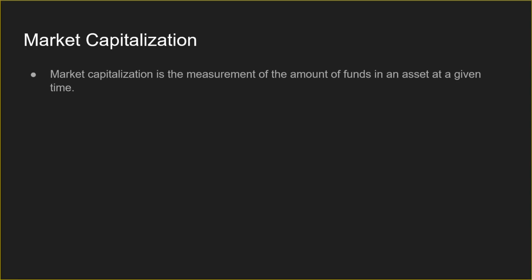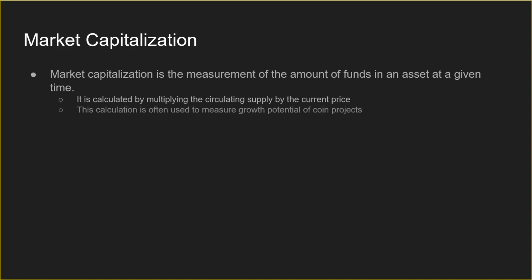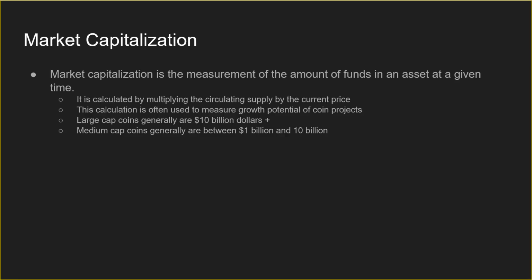The next metric we'll take a look at is market capitalization. Market capitalization is the measurement of the amount of funds in an asset at a given time. It's calculated by multiplying the circulating supply by the current price of the asset. This calculation is often used to measure growth potential of coin projects, where large cap coins are generally about $10 billion or more invested into the project. Medium capitalization coins generally are between 1 and 10 billion. And then finally, small cap coins generally are under $1 billion.